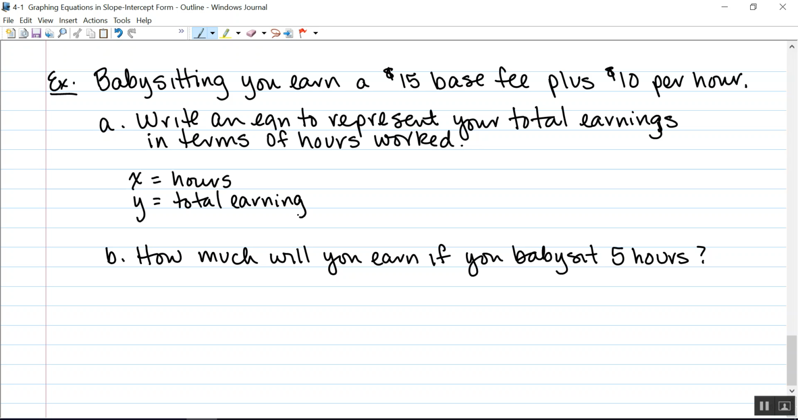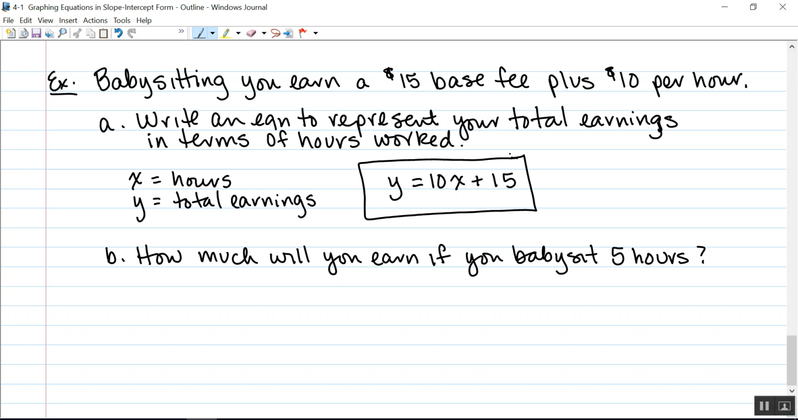So notice that you're making $10 every hour that you work. That can be represented by 10 times x. So x is the number of hours you work, times 10 gives you how much you make for each hour. $15 base fee, so that's just going to be a $15 added on to the end. So $10 per hour plus the $15 base fee is what is equal to your total earnings. So there's an equation to represent how much you earn in terms of the number of hours that you work.